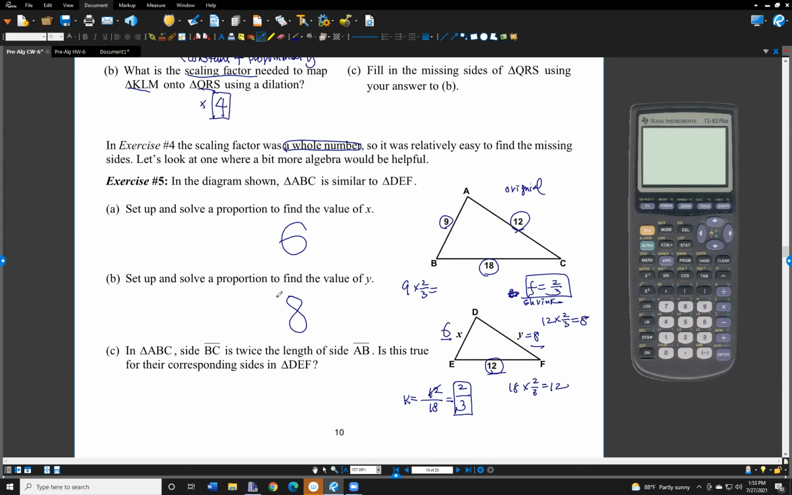All right, side BC is twice AB. In triangle ABC, BC is twice AB. Yes, twice AB. But the other triangle also has the same thing: this 12 is twice over 6. Yes, twice over 6. This is the corresponding side. The relation between these two corresponding sides is always an equal property. This is true. Yes, it is true.